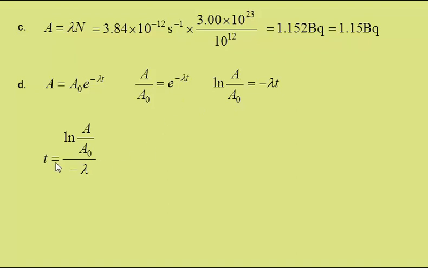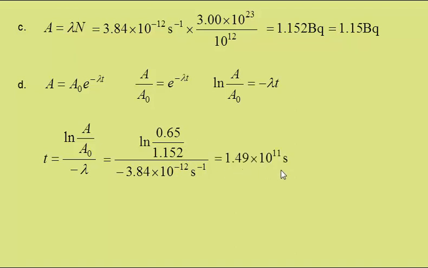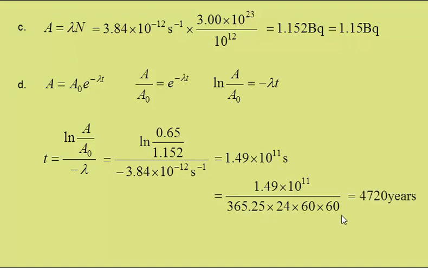Then rearranging for the time, the activity is 0.65 becquerels. The activity at the start was 1.152 becquerels, giving a time of 1.49 × 10¹¹ seconds. Dividing this by the number of seconds in a year gives 4720 years.